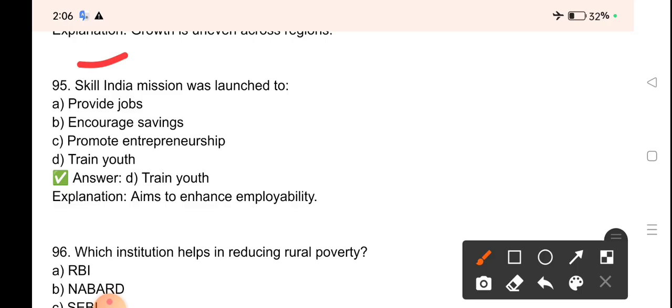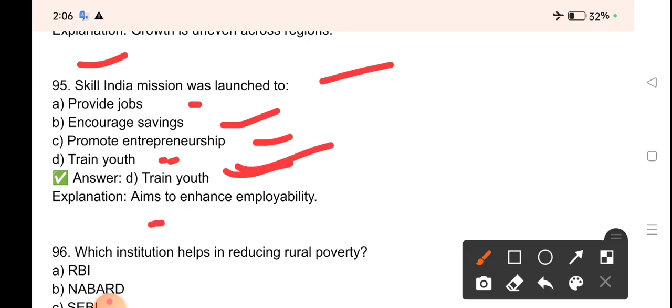Skill India mission was launched to provide jobs, encourage savings, promote entrepreneurship, or train youth. Skill India mission was launched to train youth, aiming to enhance employability.